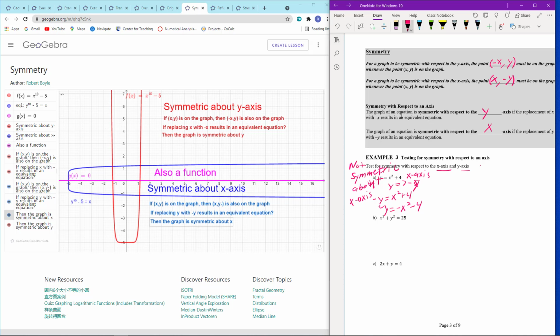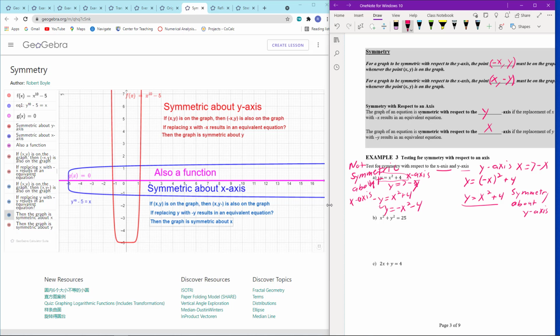For the y-axis, we are going to replace x with negative x and see what happens. In this case, we will have y is equal to negative x, the entire thing squared, plus 4. Evaluating this, we are back to y is equal to x squared plus 4. So these two equations are the same, and we have symmetry about y. That takes care of the first one. Here we have not symmetric, sorry if you can't read my writing, and here we have symmetry about the y-axis.